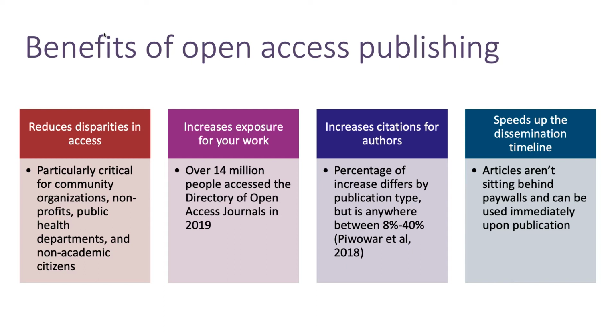A couple benefits of open access publishing include reducing disparities to access. This is particularly important for community organizations, nonprofits, public health departments, and non-academic citizens, to give them access to academic information and scholarly publishing. It increases the exposure to your work. For example, over 14 million people accessed the Directory of Open Access Journals in 2019. It also increases citations for authors as a result of this increased exposure. The percentage of increase differs by publication type, but can be anywhere between 8% and 40%.